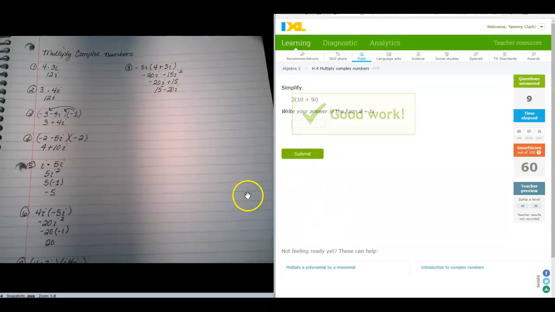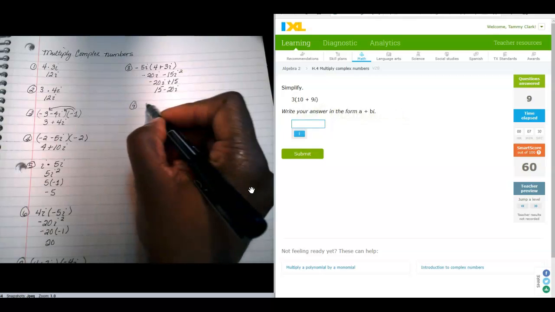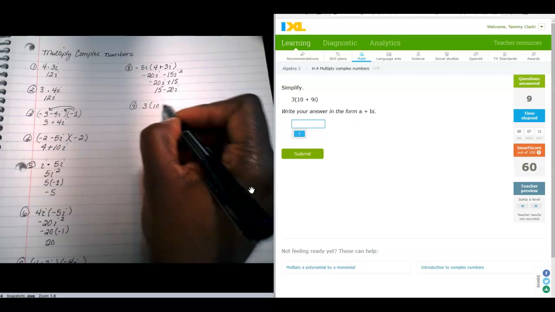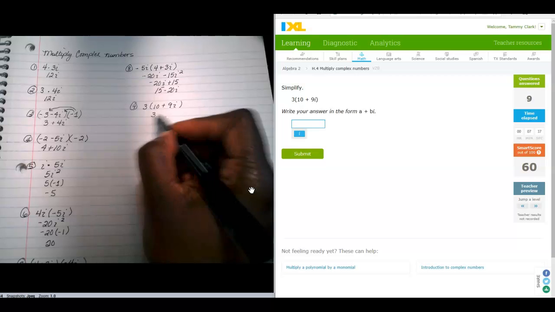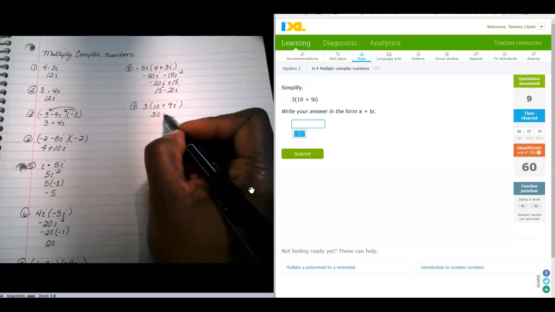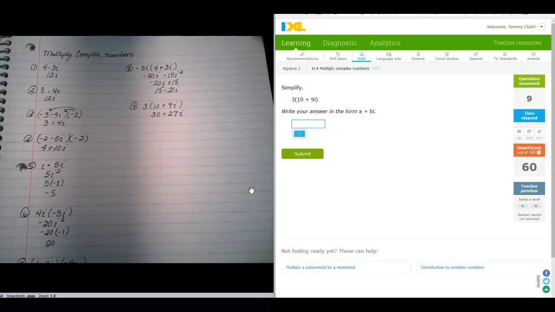Moving right along, number 9. We got 3 multiplied by 10 plus 9i. So 3 times 10 is 30. 3 times 9i is 27i. So our answer would be 30 plus 27i.